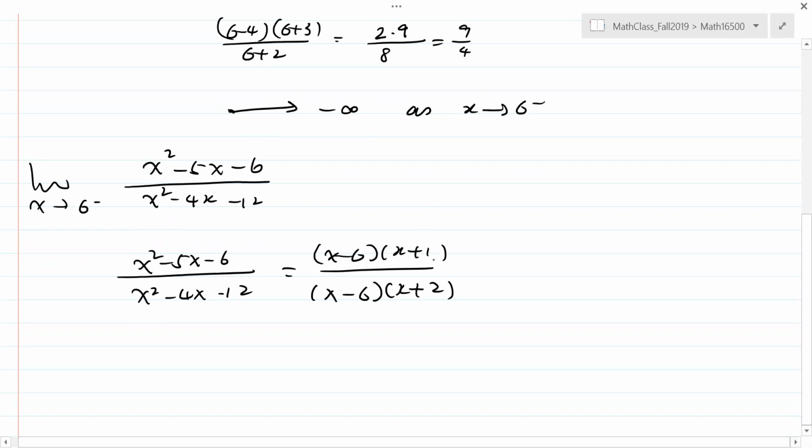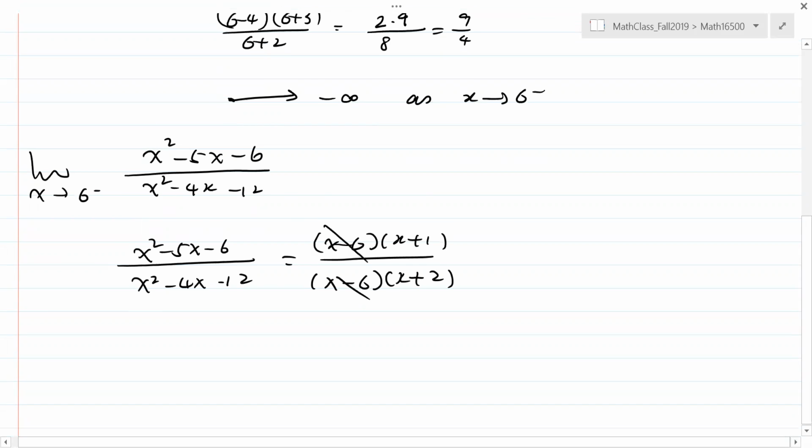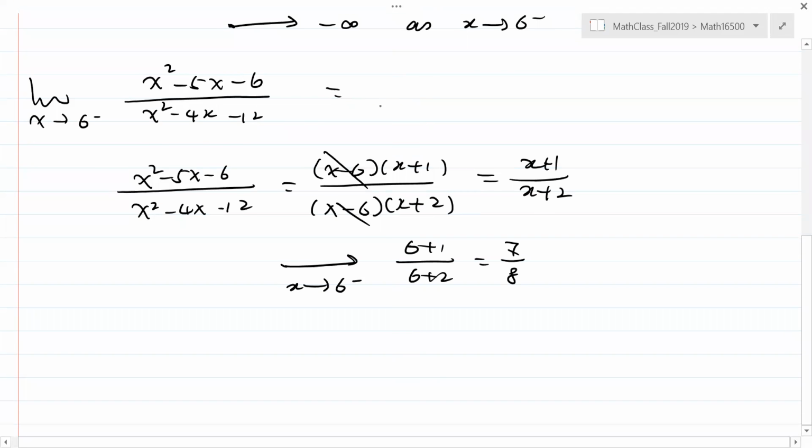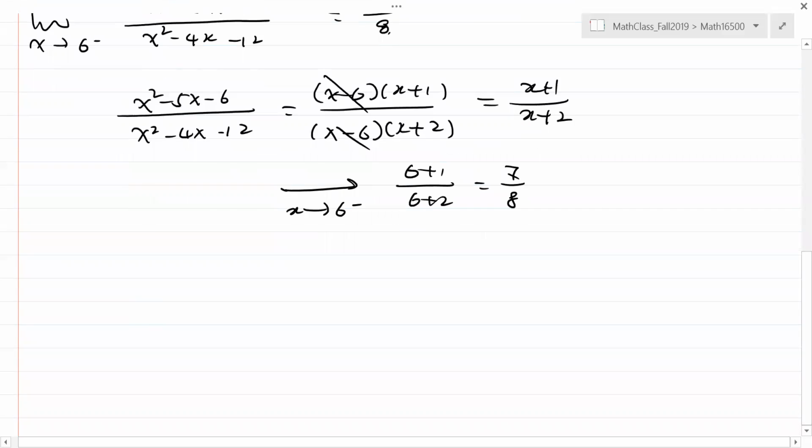Now you can cancel x minus 6. So you get a simplified version, and you can safely find the limit. Because when x approaches 6 from left or from right, it doesn't matter. It's going to be 6 plus 1 over 6 plus 2, which is 7 over 8. So it's kind of misleading here. When you see x approaches 6 from left, maybe I get an infinite limit, right? But actually it's not, it's a finite number. So the answer is 7 over 8. So there are 2 different types of problems you will see. We don't know which one.